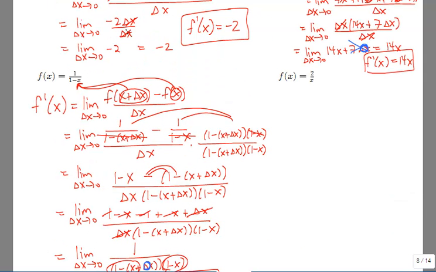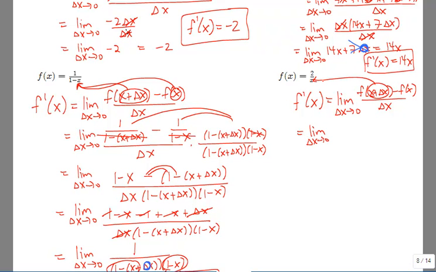Alright, let's try one more example here. We have the function 2 over x. So let's go ahead and start always with our limit definition of the derivative. So the derivative is defined to be the limit as delta x goes to 0 of f of x plus delta x minus f of x all over delta x. So if we substitute in to our function, x plus delta x goes right where that x was. So this becomes 2 over x plus delta x minus, now we're just going to substitute in plain old x, so that's going to stay the function 2 over x.